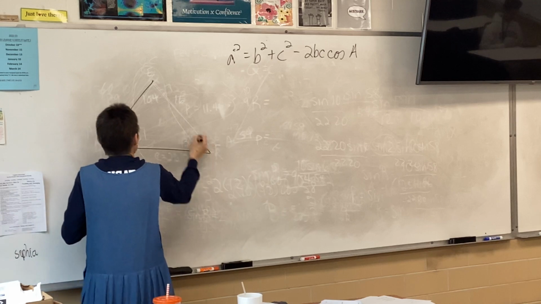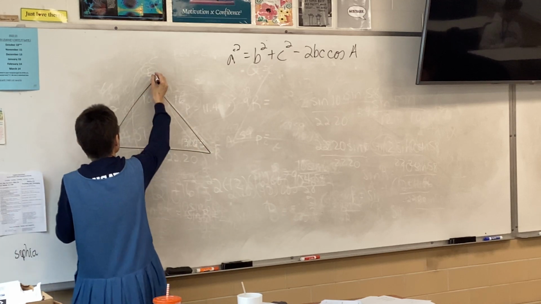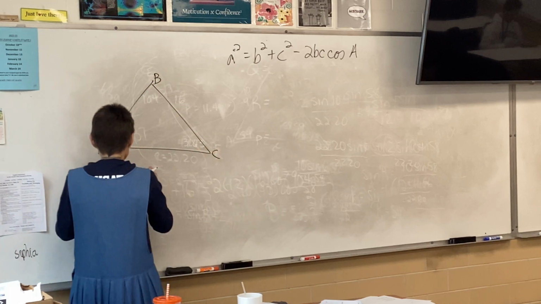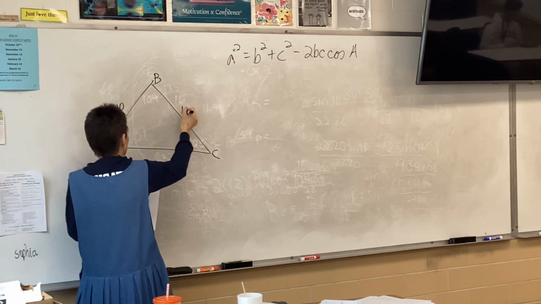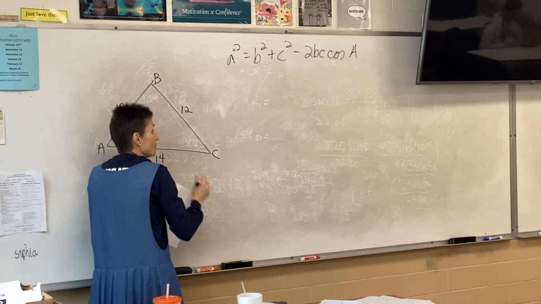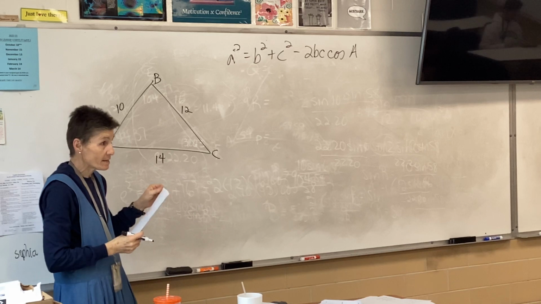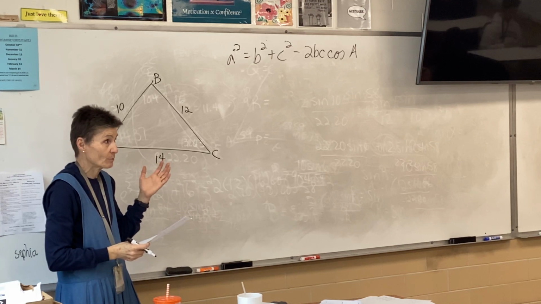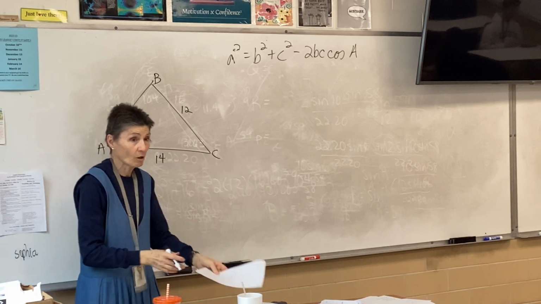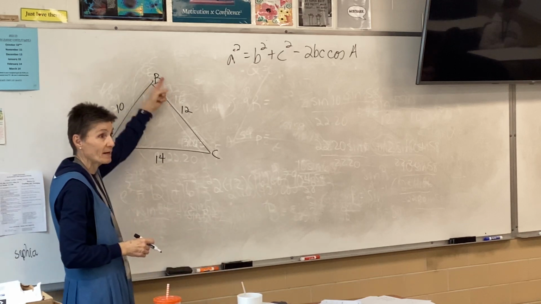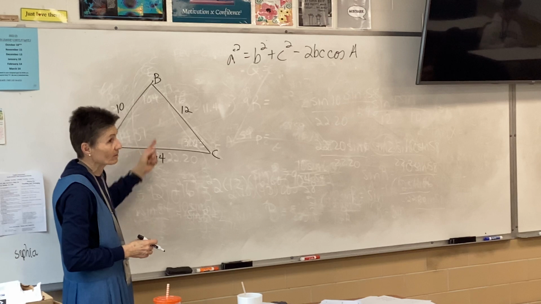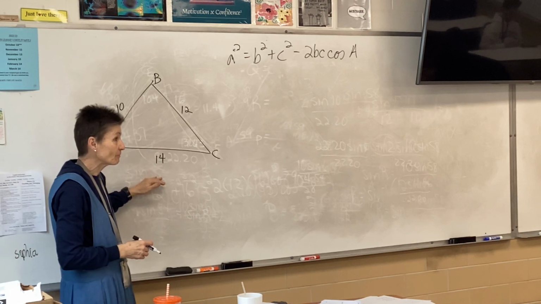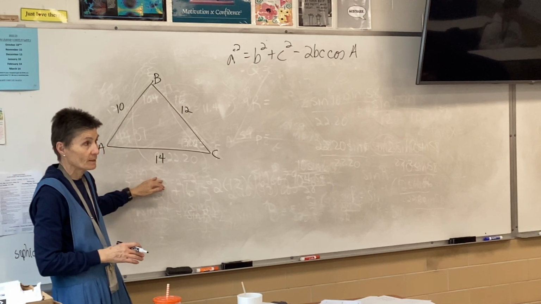Because what do we not have? Angles. We don't have any angle. Because we don't have any angle, there is no way we're going to be able to use the law of sines. Would everybody agree with that? Because to use the law of sines, you have to have a pair, and to have a pair, you have to have an angle. So this is definitely going to be a cosine problem.